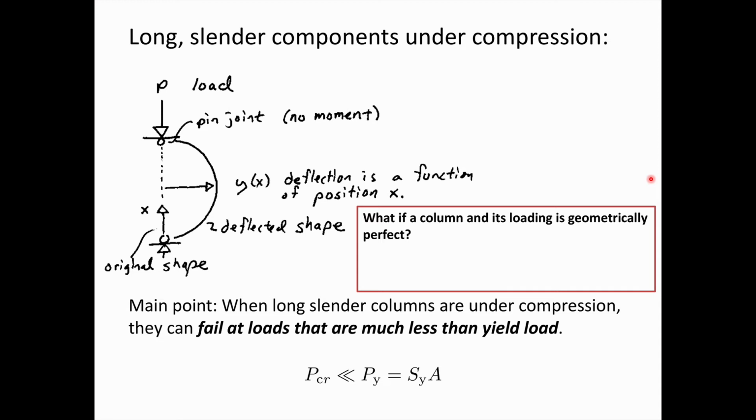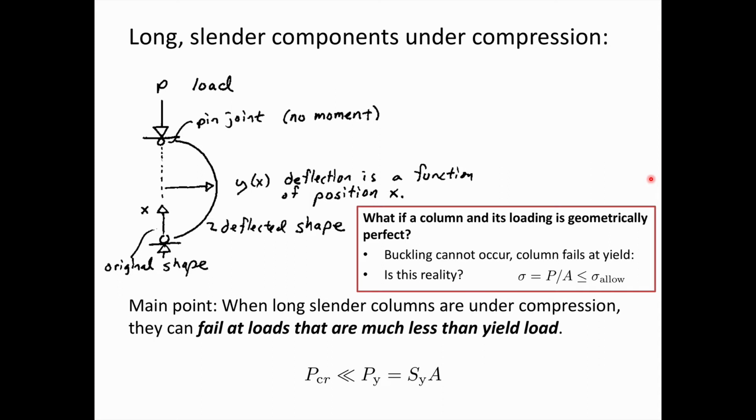So what if a column under load and its loading is geometrically perfect? What if everything is perfectly aligned? We have a perfect uniform shape. Will we get elastic instability? It turns out buckling cannot occur, and the column will fail at the yield load. But is this reality? Will this ever happen?